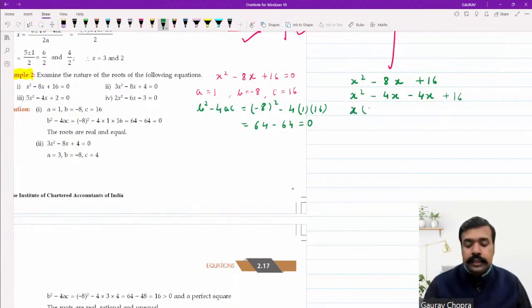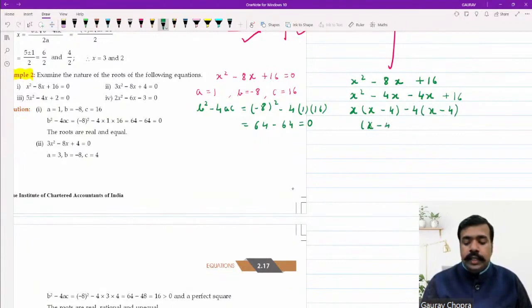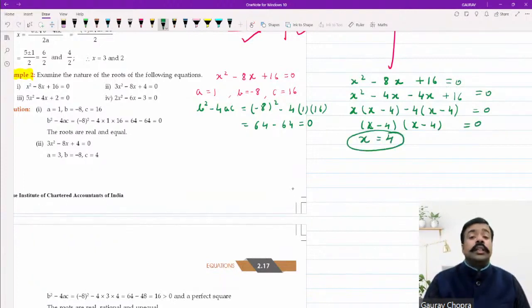Now let's take x as common, and from here 4 will be common. All right. So overall we will be getting x minus 4 and again x minus 4, and all this is equal to 0. So when we are comparing with 0, both the values are equal to 4. This implies that roots are equal. Both the values are 4. That means the roots are equal. All right. So whenever b square minus 4ac is equal to 0, the roots will be equal.